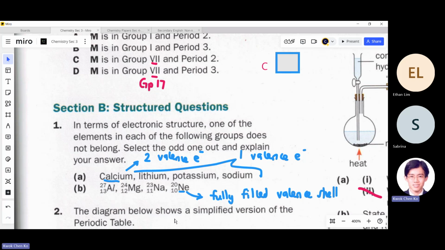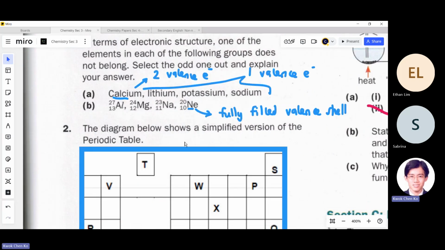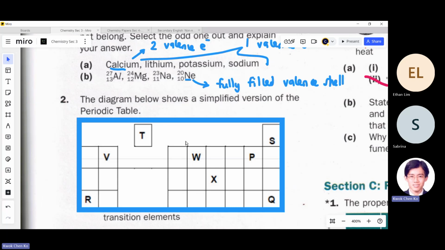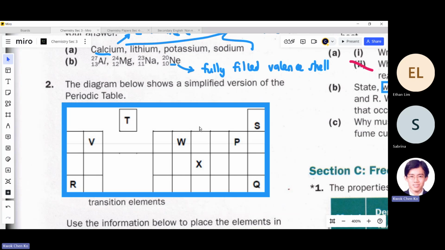Now for number 2, it's a bit difficult to ask you to describe. So I show you the answers here. Check your own answers. If you got any wrong, let me know. Oh, Dylan, everything correct? Okay. Ariana? V and X. Oh, V and X.